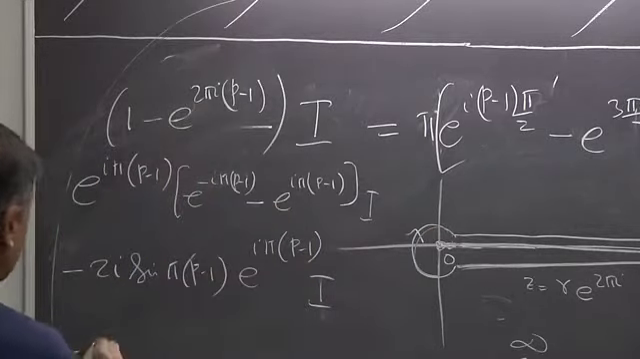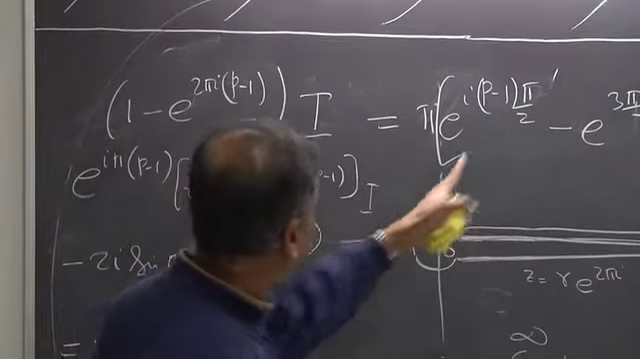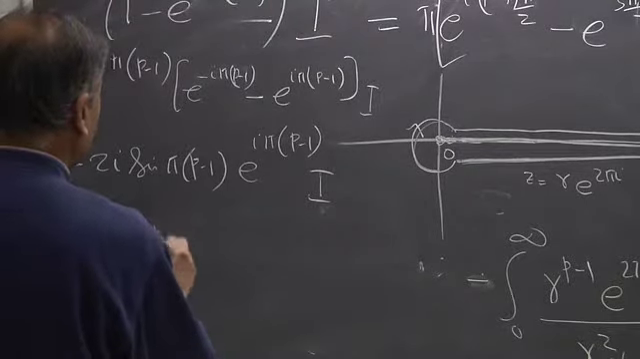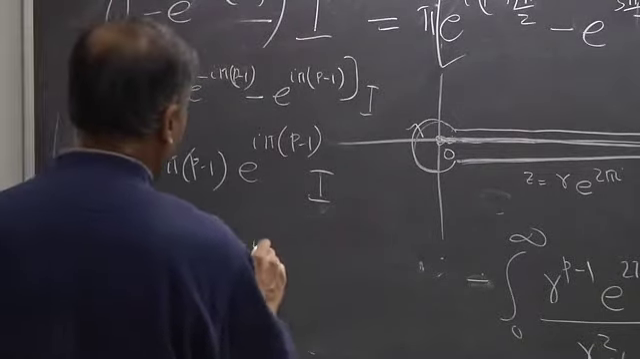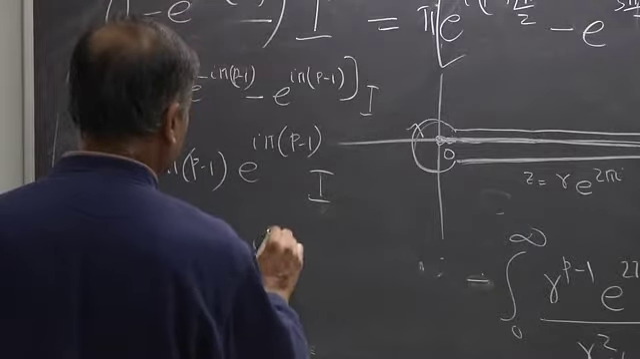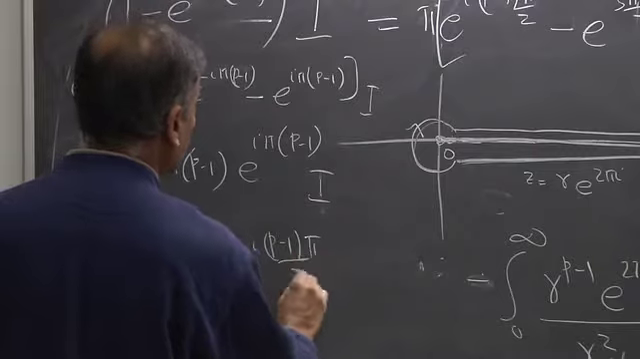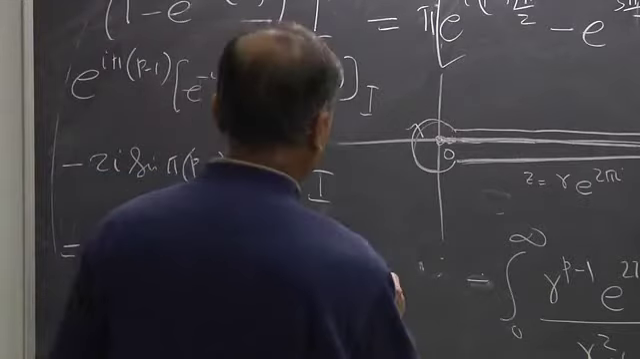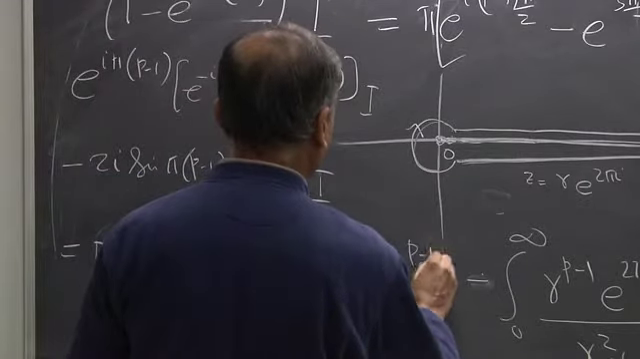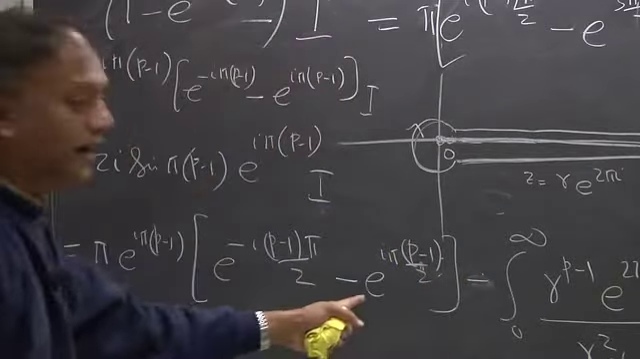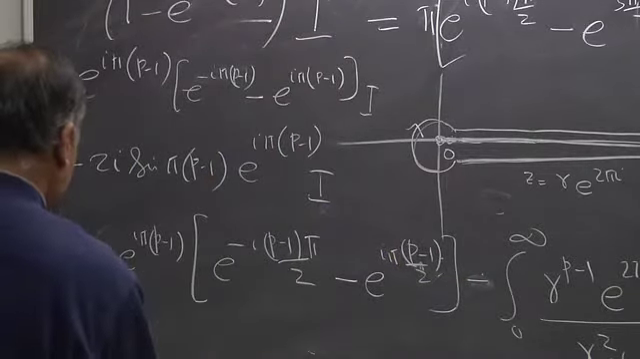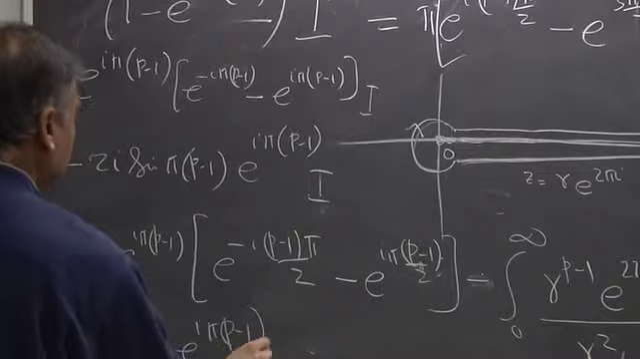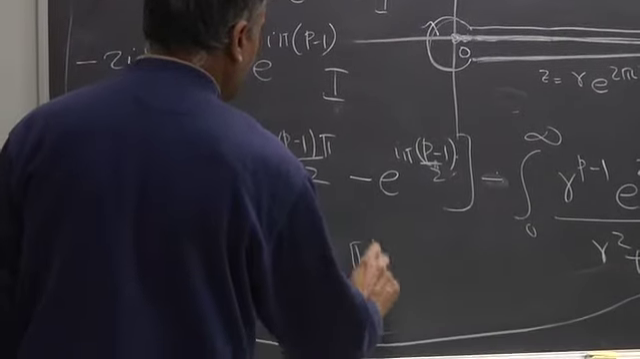This is equal to pi, and again let's take out e to the i pi (p minus 1) from here. So you get e to the i pi (p minus 1), then the first term becomes e to the minus i (p minus 1) pi by 2, and the second term becomes minus e to the i pi (p minus 1) by 2, which is again 2i times sine. So this is minus 2i pi e to the i pi (p minus 1) times sine pi (p minus 1) by 2.